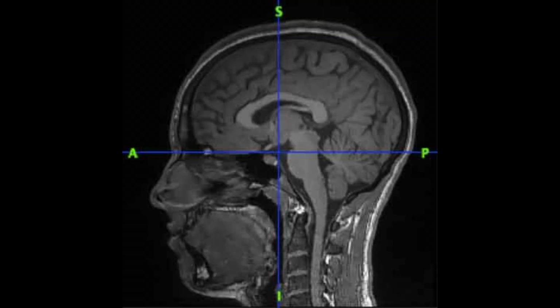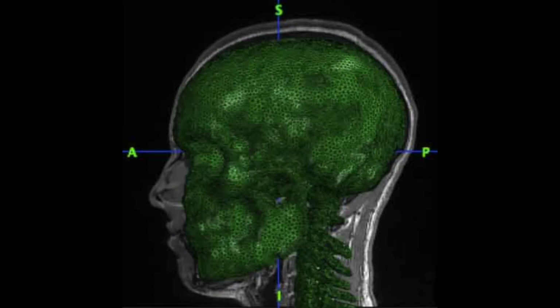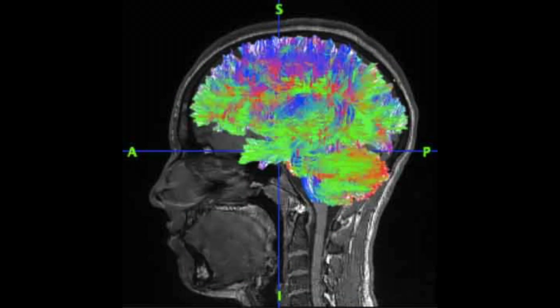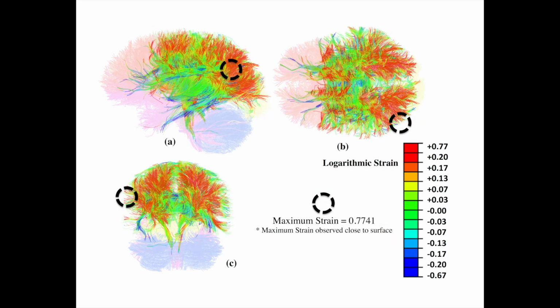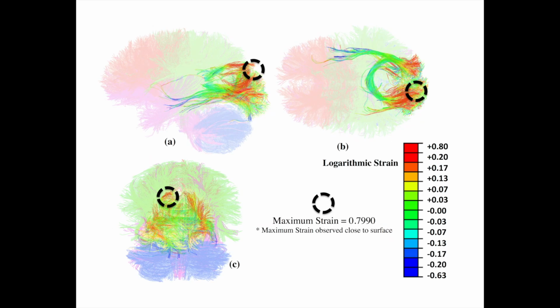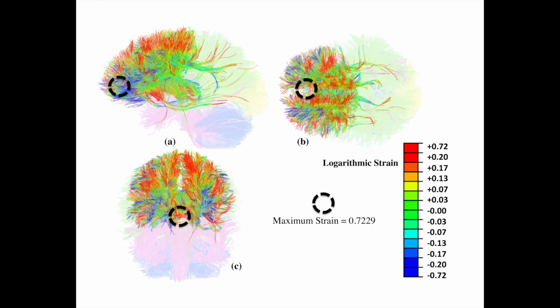We use a coupled approach where we use the different neuroimaging methods like MRI and DTI and couple them with the finite element modeling to create more accurate three-dimensional biofidelic finite element models. We study their response using three-dimensional simulations under different impact loading conditions, and we try to understand the injury mechanism using these simulations.